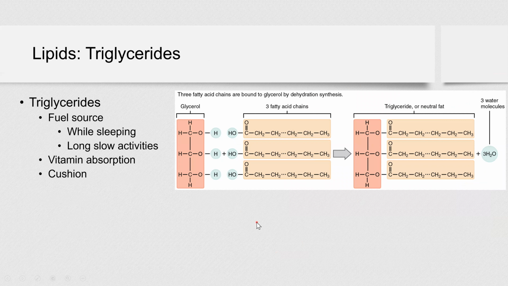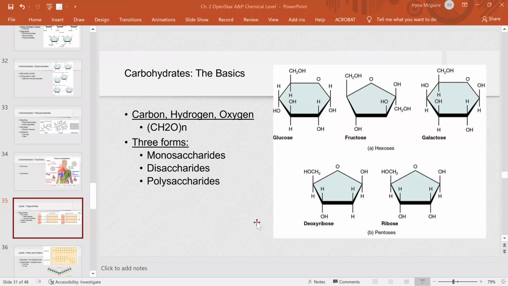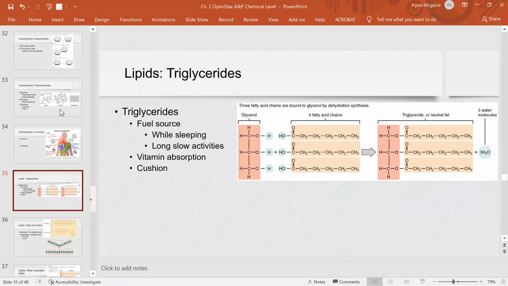Another group of macromolecules are lipids. Now, how are lipids different from carbohydrates? Well, there are several differences and some similarities as well. So let's start with similarities first. Lipids are actually made of carbon, hydrogen, and oxygen, right? That's interesting. Well, remember, carbohydrates are made from carbon, hydrogen, and oxygen as well.